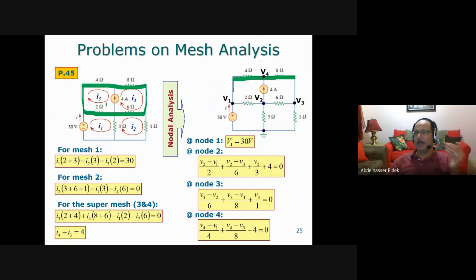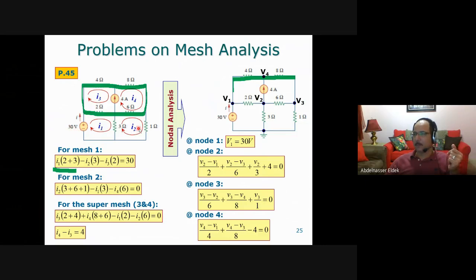So now let us write the equations for I1. The main current is I1 times 2 plus 3. Minus the intersection: this mesh intersects with I2 in 3 ohm, so minus I2 times 3. And it intersects with mesh number 3 in 2, so it will be minus I3 times 2. And for mesh number 1, of course, it equals 30 volt.